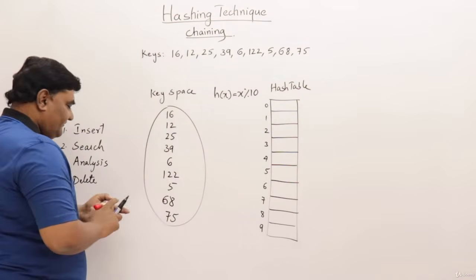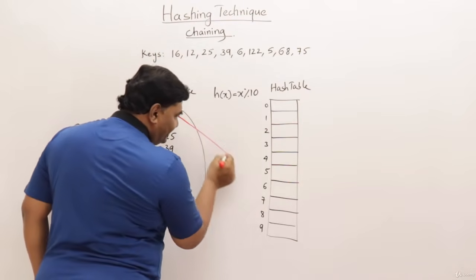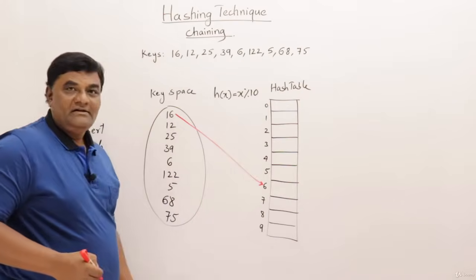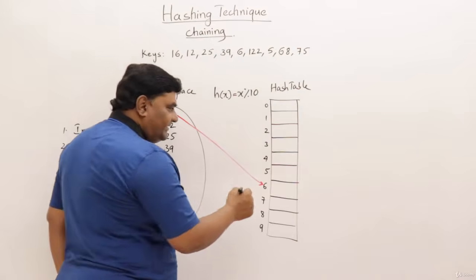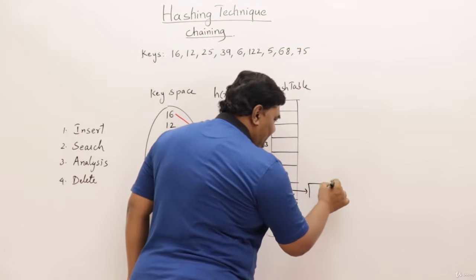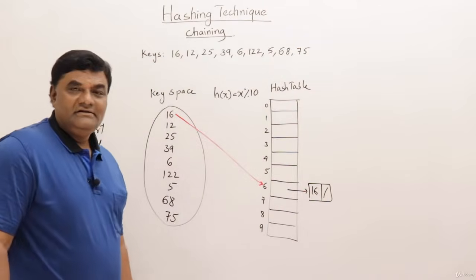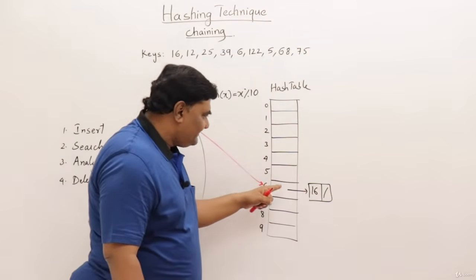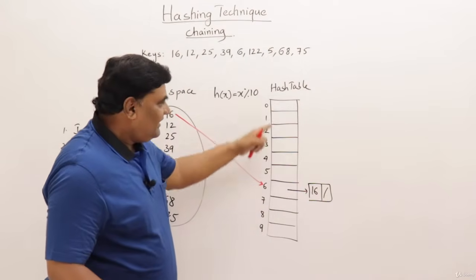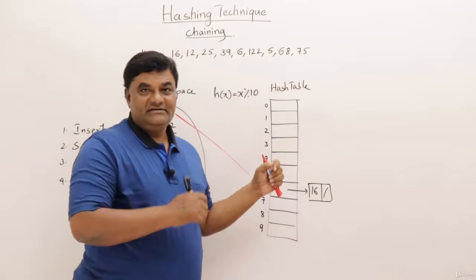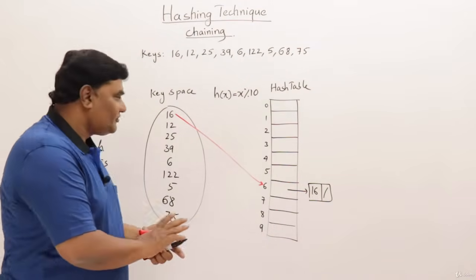Let us do it one by one. 16 mod 10 is 6, so it is inserted at this place. Now as this is chaining, it is not directly inserted at this place, but a node is created, that is a linked list, and there the value is inserted. So this is a pointer to a linked list, a head pointer to a linked list. So this is an array of pointers to linked lists. Yes, it is implemented using an array of pointers. Then let us insert the rest of them.